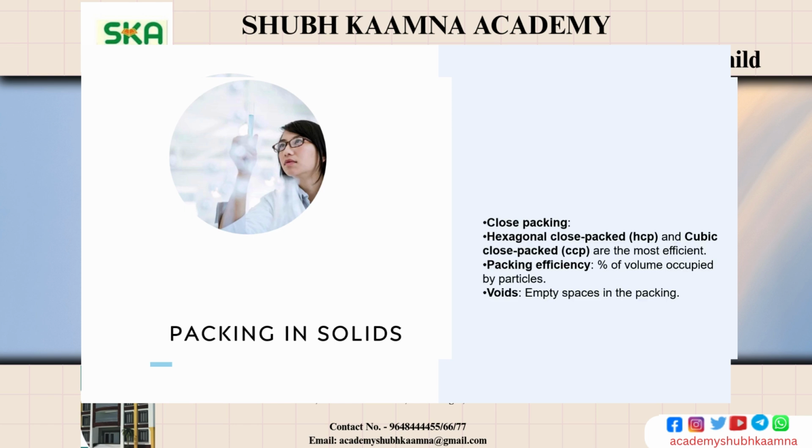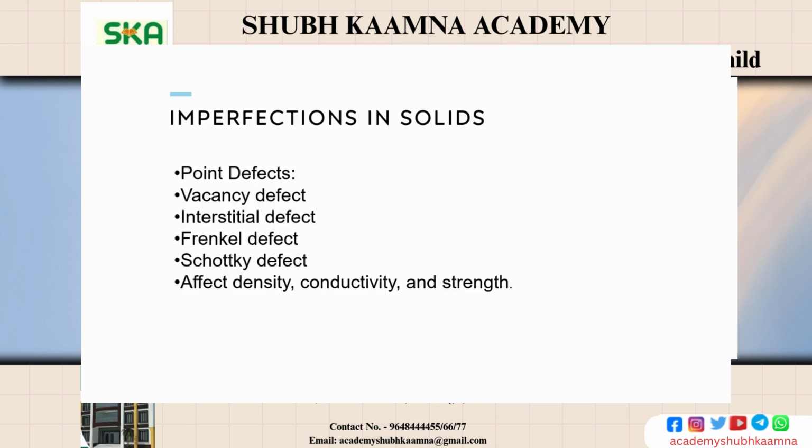Now let's see some of the imperfections of solids. No solid is perfect. Tiny errors in the arrangement of solids are called defects. A vacancy defect is when an atom is missing. An interstitial defect occurs when an extra atom is in the lattice. Schottky and Frenkel defects occur in ionic solids and change properties like density and conductivity.